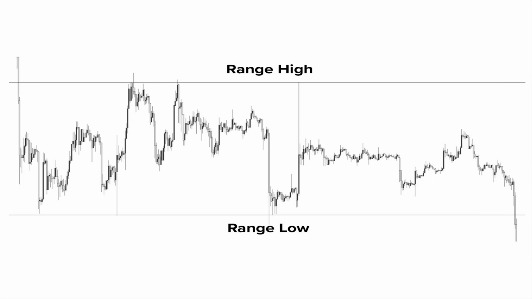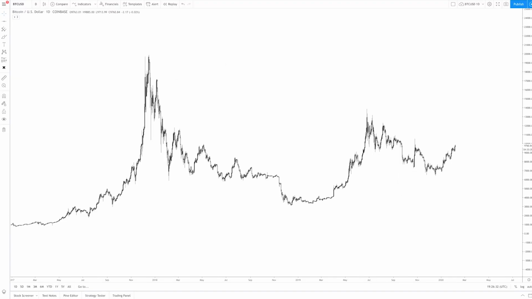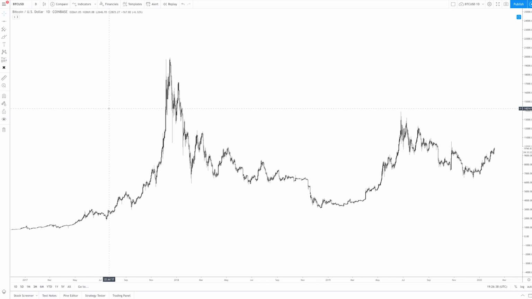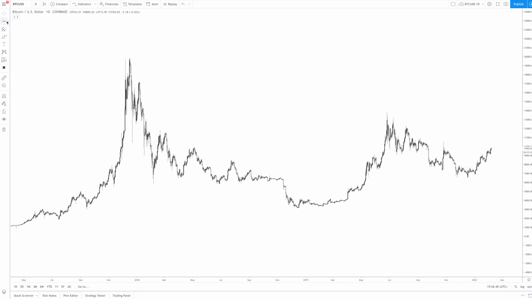So let's move over to the chart and see if we can look at this in real time and define some ranges. So here we have our Bitcoin chart. We're looking at a daily time frame, and let's try to pick out some points where we think we could make a range. We're going to start on a high time frame to show you that this type of analysis can be used on daily, weekly, monthly, as well as hourly and minutes.